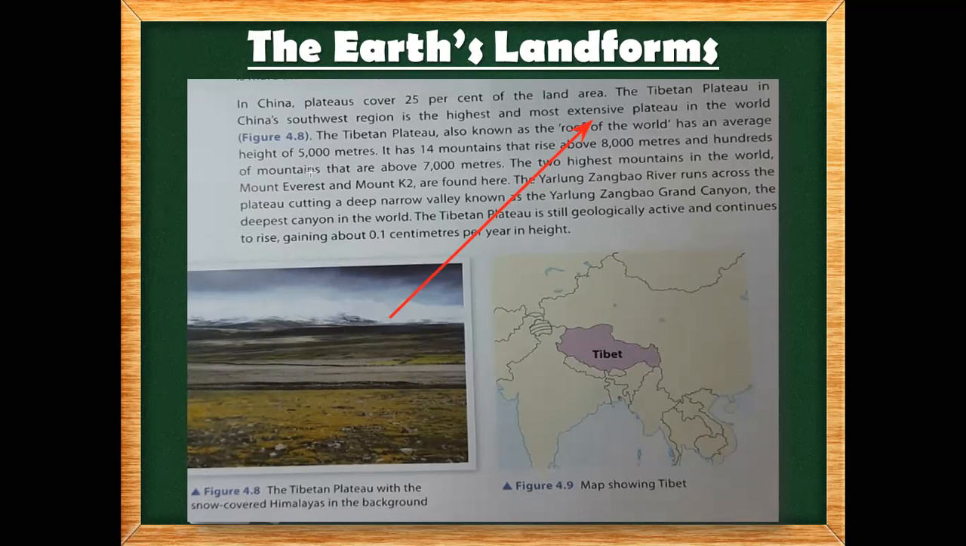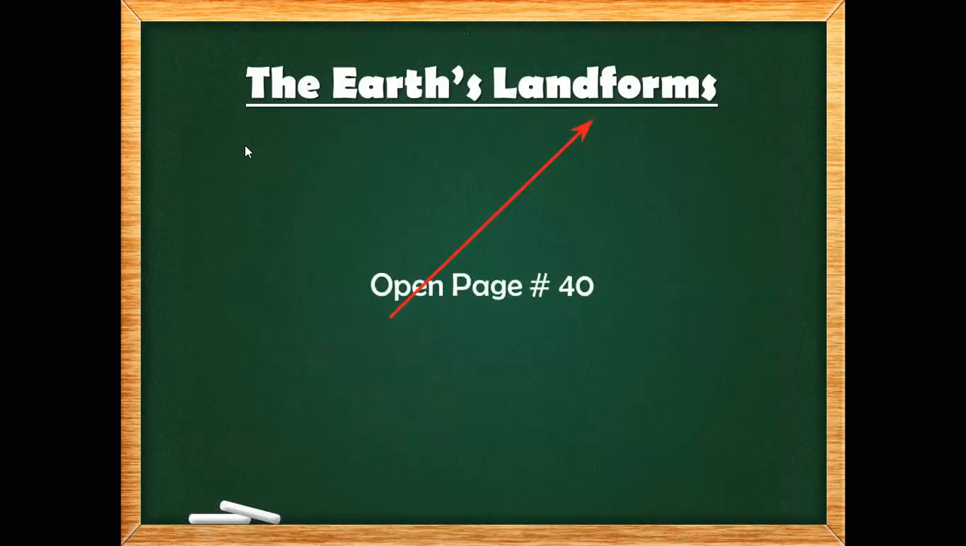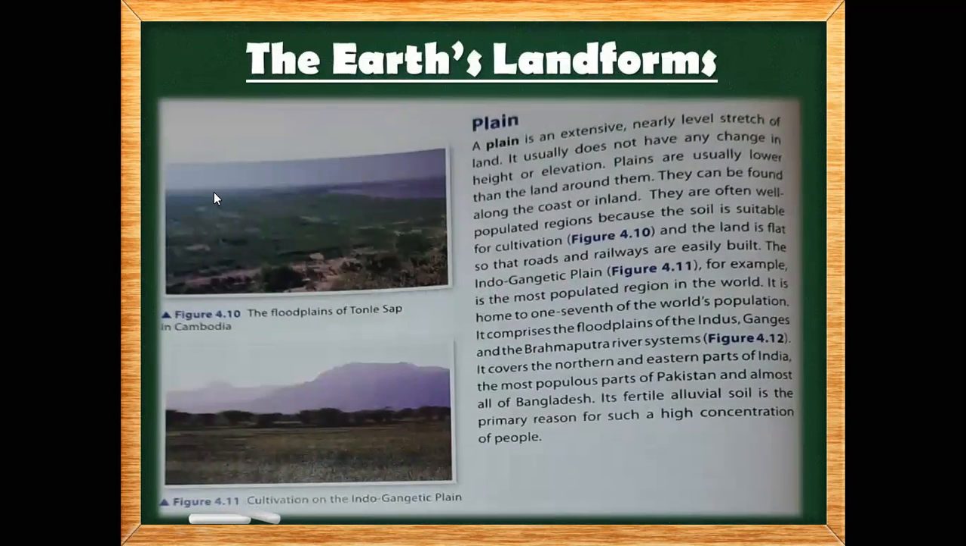Now everybody open page number 40. On page number 40, what do we have? Page number 40 is about a plain. What is a plain?